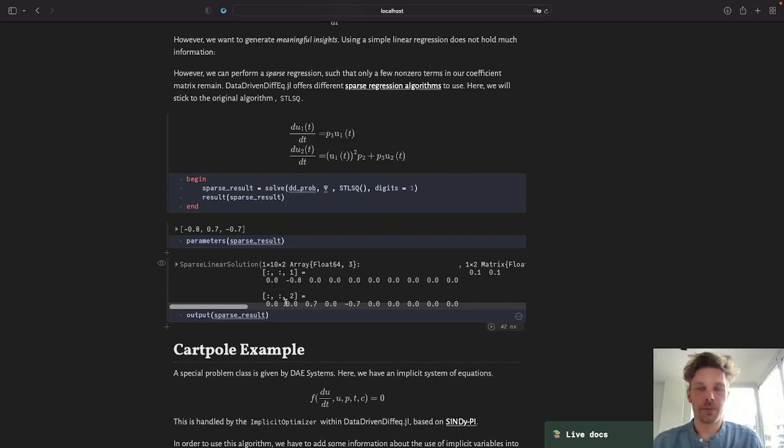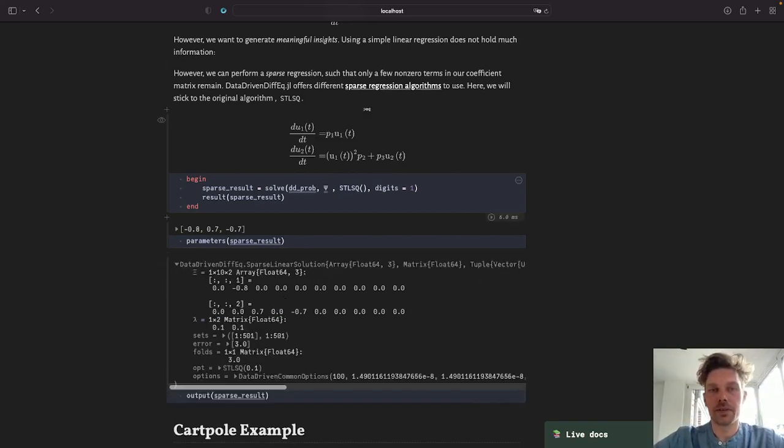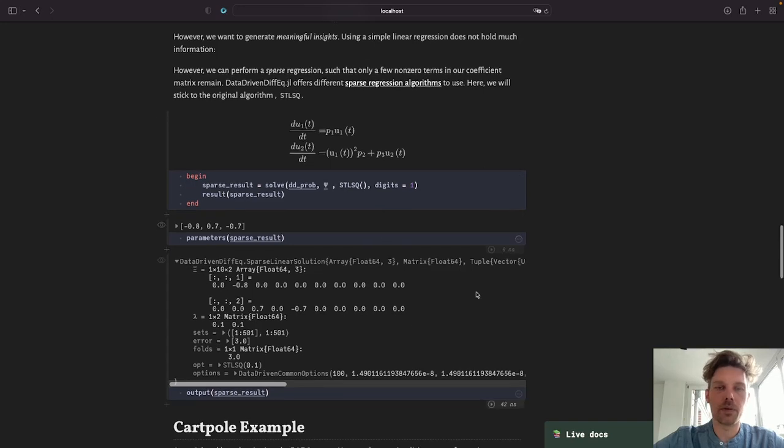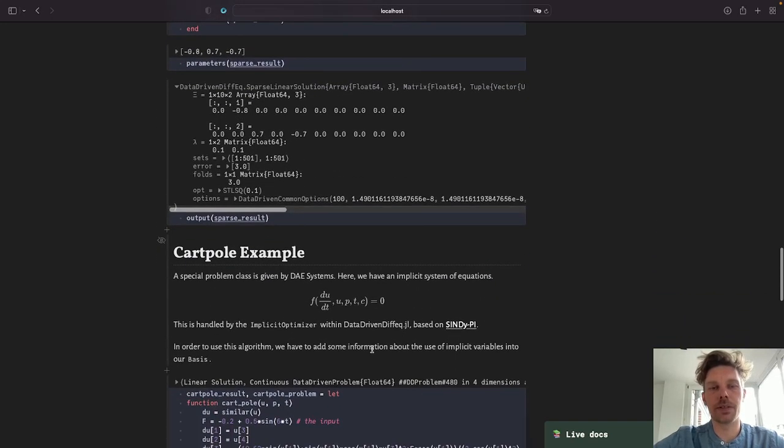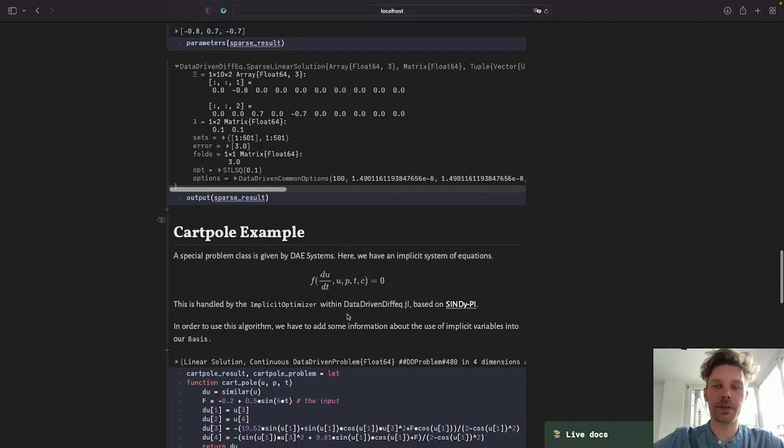But of course not all problems are that easy to solve, and not all can be written as an ordinary differential equation. So in robotics, it's quite typical that we have some mass matrix, which depends on the position of the system, times the acceleration, equal to the sum of forces. And this can be seen as an implicit system, right? So we have a function f of du/dt, u, p, t, c, again the differential states, the parameters, time, and some control signals, equal to 0.